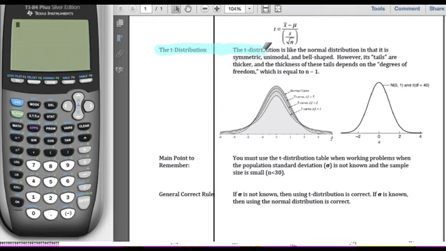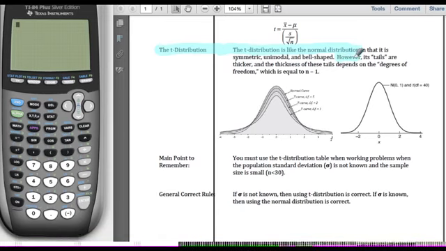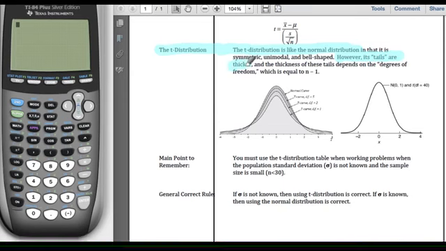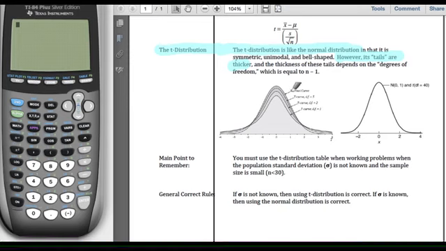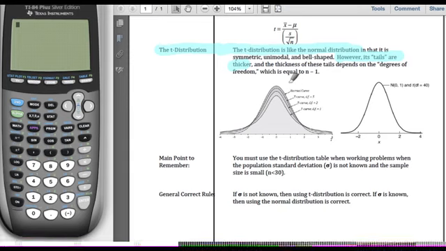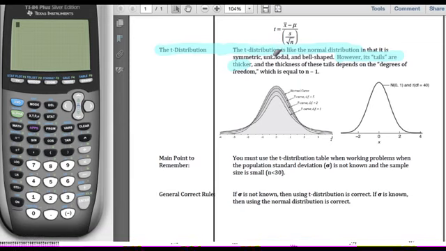The t-distribution is like the normal distribution. It's symmetric, so it's not skewed left or skewed right. It's unimodal with one peak in the middle, and it's bell-shaped. The difference is that its tails are thicker. This area that we have on the left and right, it's a little bit more in the t-distribution than the normal distribution. And the t-distribution is not uniform. It can vary. This thickness can vary. The thickness depends on the degrees of freedom, which is equal to n minus 1.